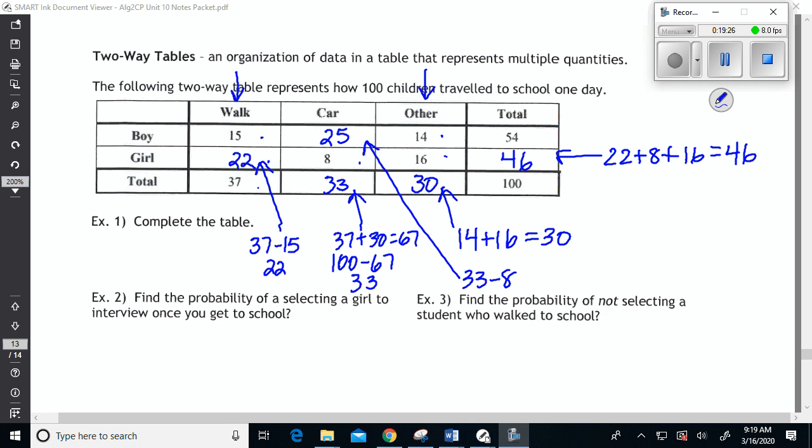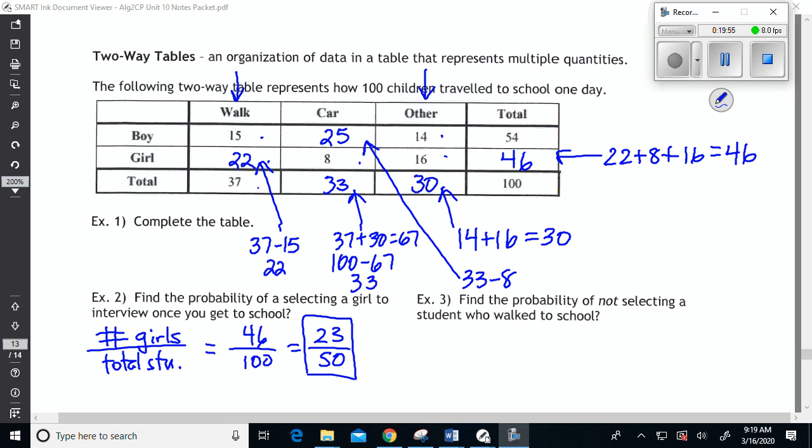Example 2, find the probability of selecting a girl to interview once you get to school. So they're only finding the probability of one thing, which is girls to interview once you get to school. So you literally need to know number of girls over total students. So number of girls was 46, total students was 100, reduces to 23 over 50.